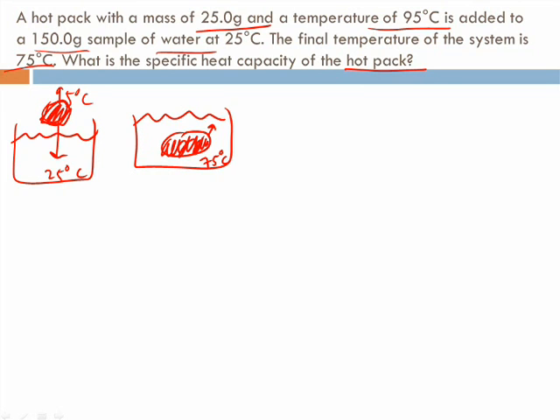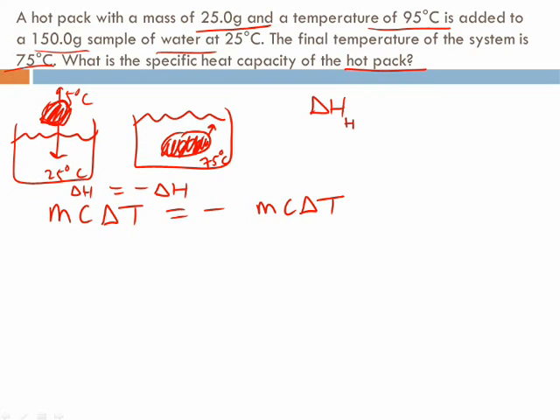Well, we have to set up the equation that we just looked at. The heat of the hot pack, mcΔT, equals the opposite of the heat of the water, mcΔT. So it's ΔH of the hot pack equals the opposite ΔH of the water. Now what we really have to do is just plug in and solve.